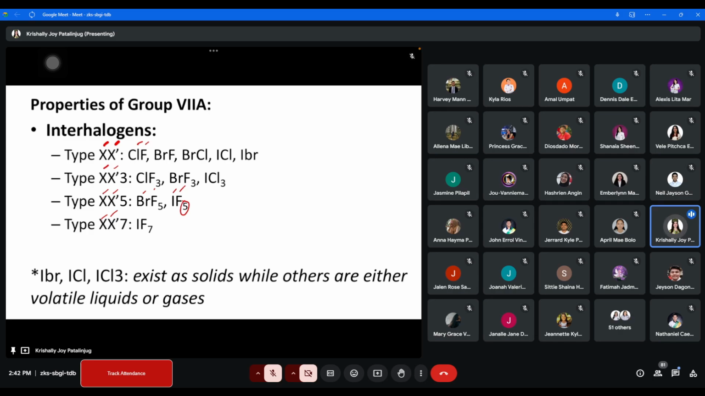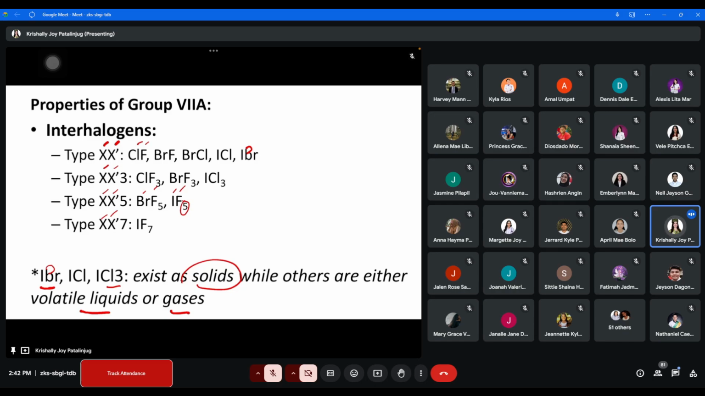Next, ang iodine bromide, this is capital iodine bromide, iodine chloride, and iodine trichloride. It exists as solids, while others, they may either exist as liquid or as gases.